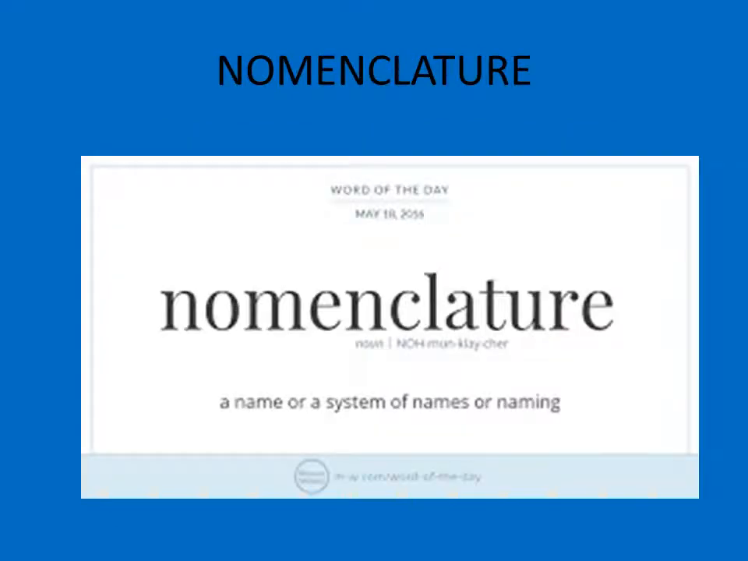Okay, students, what is nomenclature? Nomenclature is the branch of science that gives names to different species of plants and animals. The term nomenclature was first used by the scientist Carolus Linnaeus, and he introduced one very famous system of nomenclature, and that is the binomial system of nomenclature.